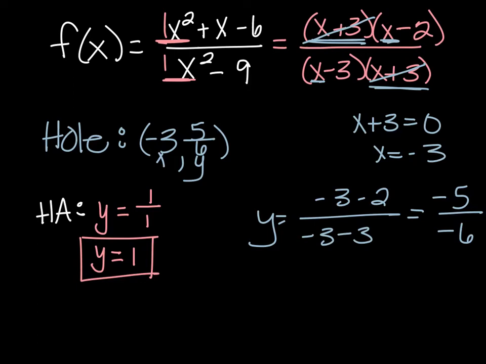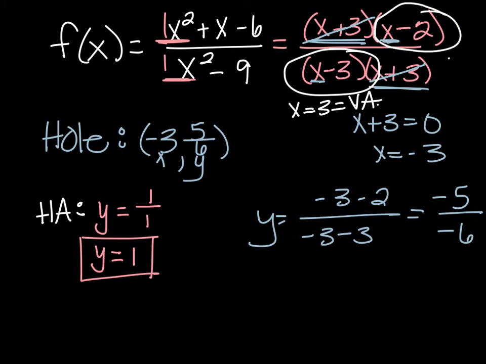If I needed to find a vertical asymptote, it would be right here, the remaining factor. X equals 3, which would be the vertical asymptote. The x-intercept would be the remaining factor of the top, so it's going to be 2, 0, because I set that equal to 0 and solve.